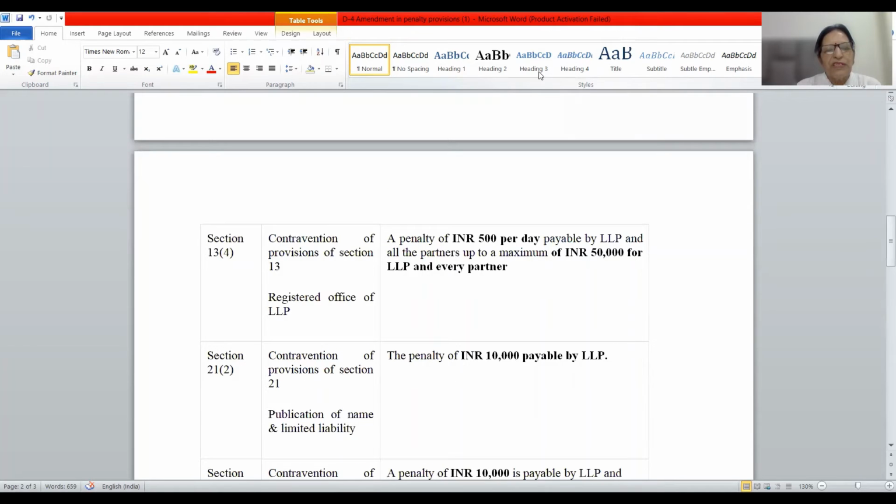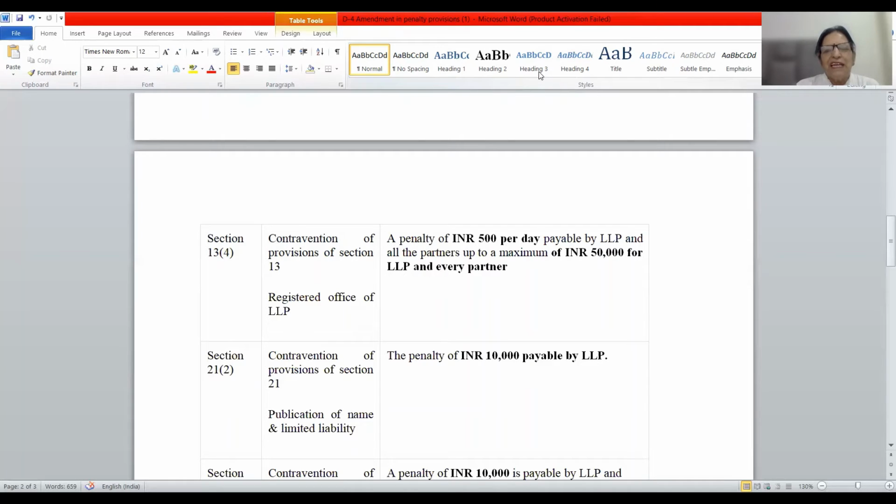The next provision, which is contained under section 13, subsection 4. This is regarding contravention of provisions of section 13. And now the question arises, section 13 contains which provisions? Section 13 contains the provisions regarding registered office of LLP. Every LLP needs a registered office.